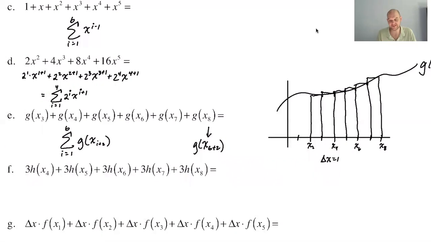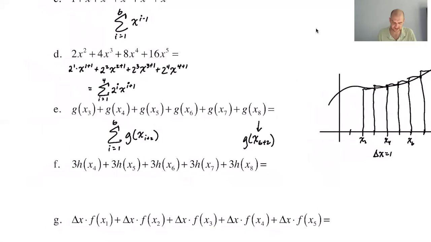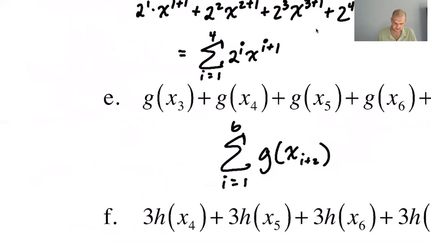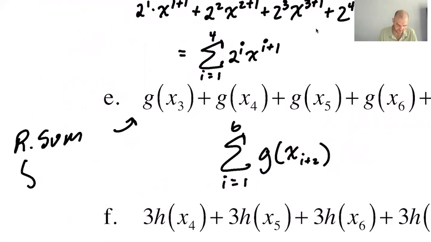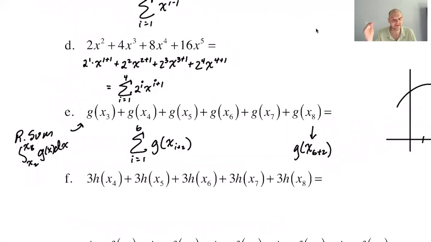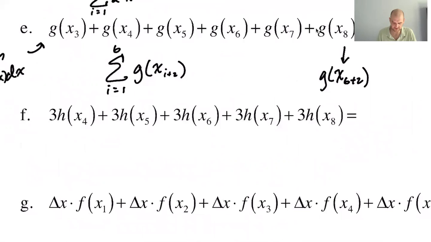So we're really going from x2. So this could be a right sum for the integral from x2 to x8 of g of x dx. And that's what we want to do. We want to look at these and ask, can we figure out if these are a definite integral?